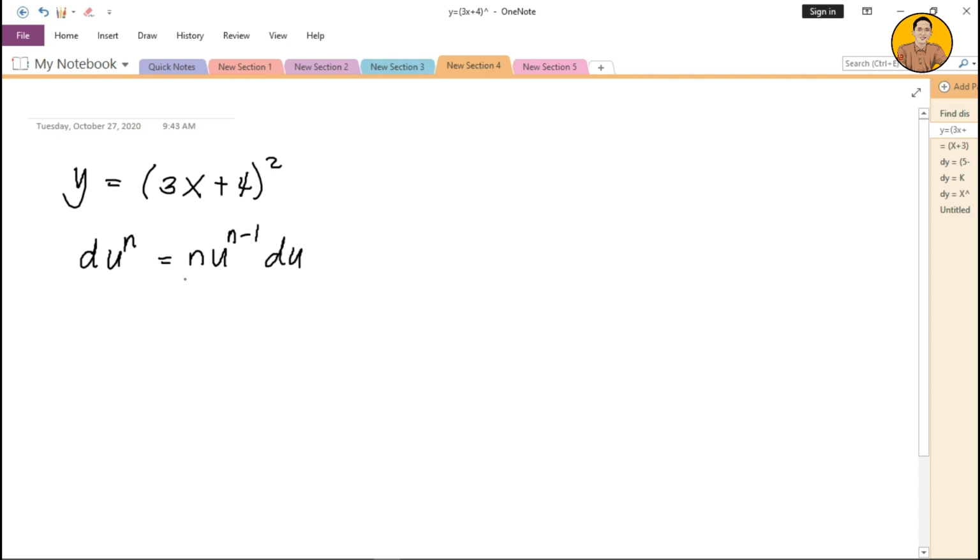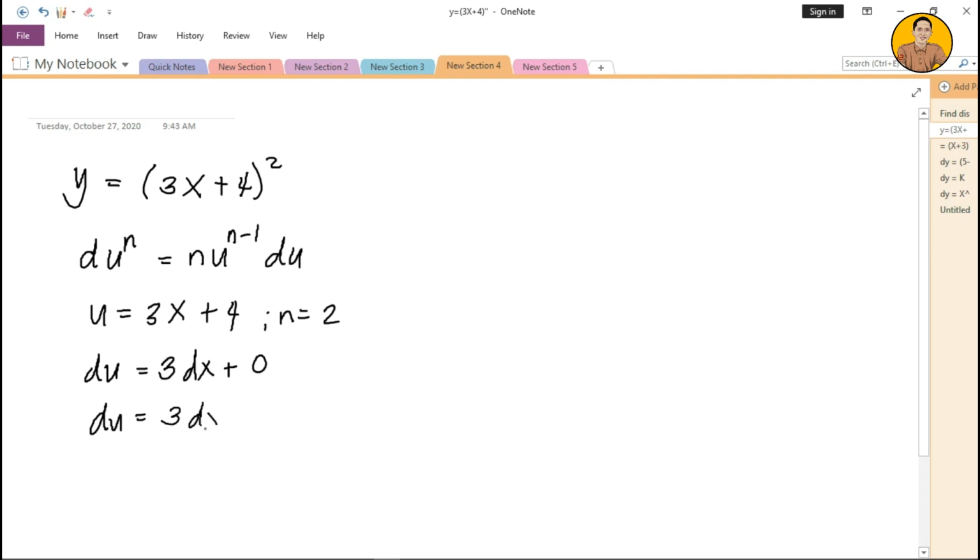Then the next step na gagawin natin, identify all the elements in the formula. So u natin here is 3x plus 4. So u equals 3x plus 4. So n, the exponent, is 2. So differential of u, you have here, pag constant katabi ng variable, retain lang yung constant. So this becomes 3 times the differential of x, and the derivative of a constant is 0. So the differential of u equals 3 differential of x.